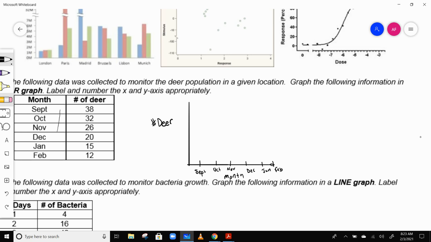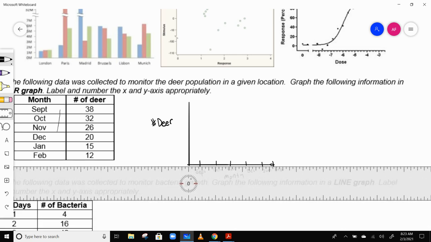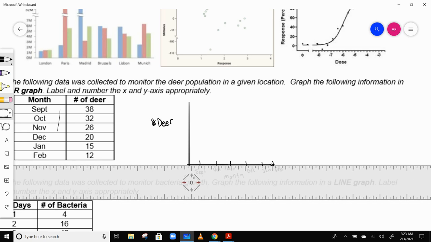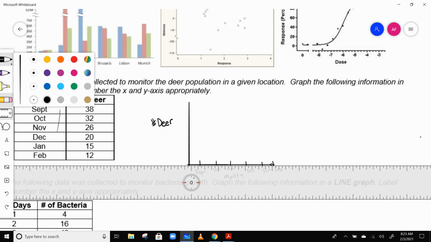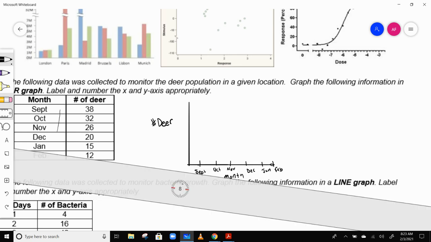So I try my best to make the distance between them perfect. In reality, I should use this and make it perfect. If I really wanted to make it perfect, I could. Yeah, I should have used the ruler to make it perfect, but I did not. Okay, maybe we'll do that on the other side here.